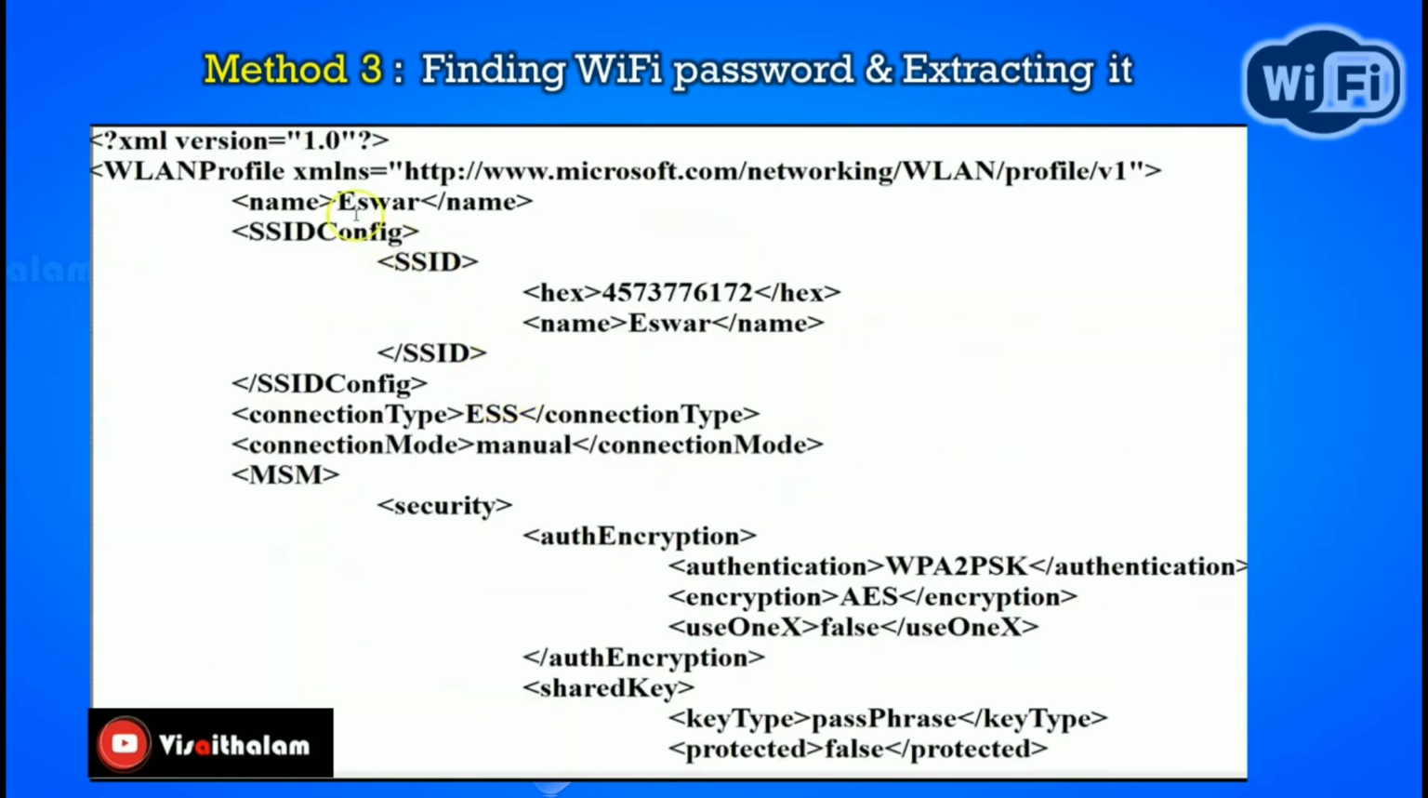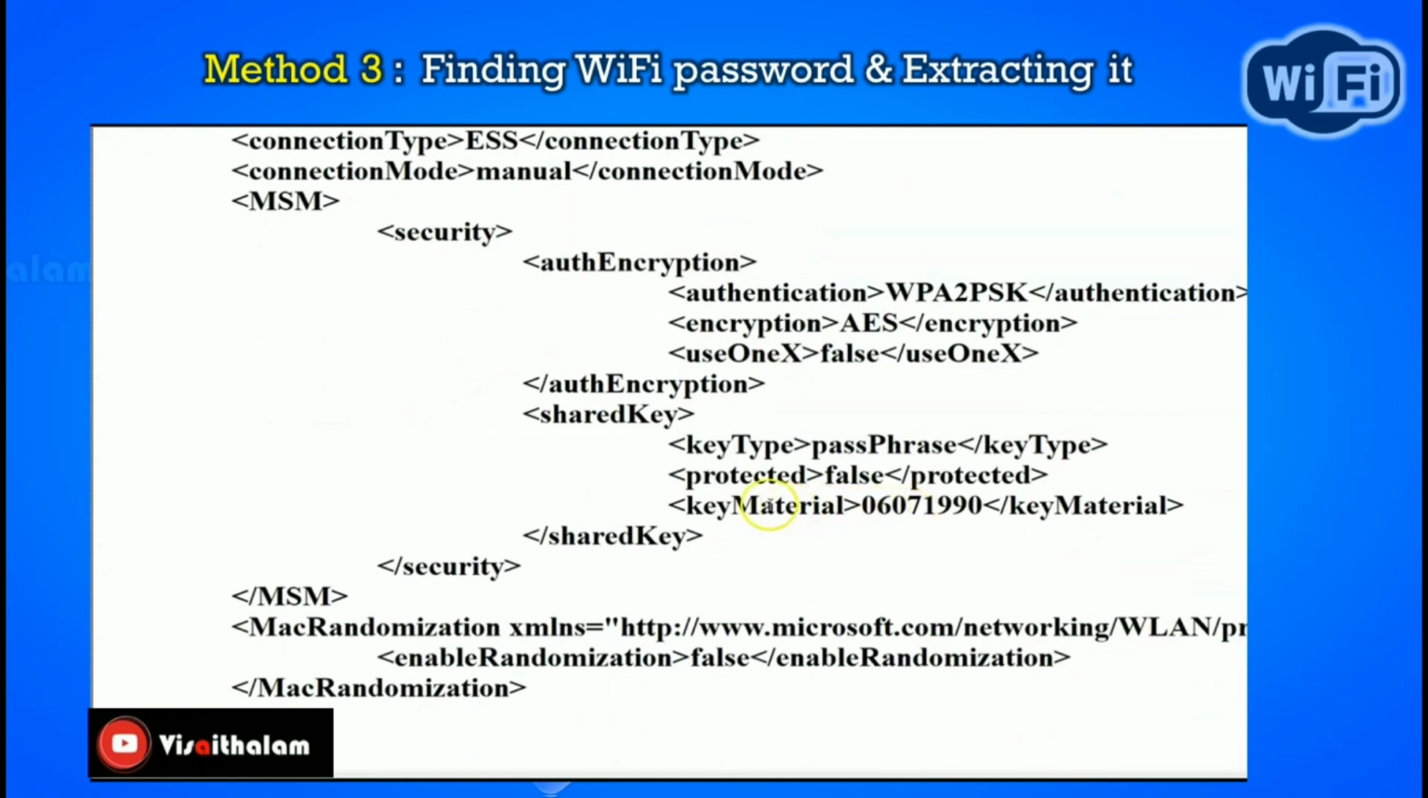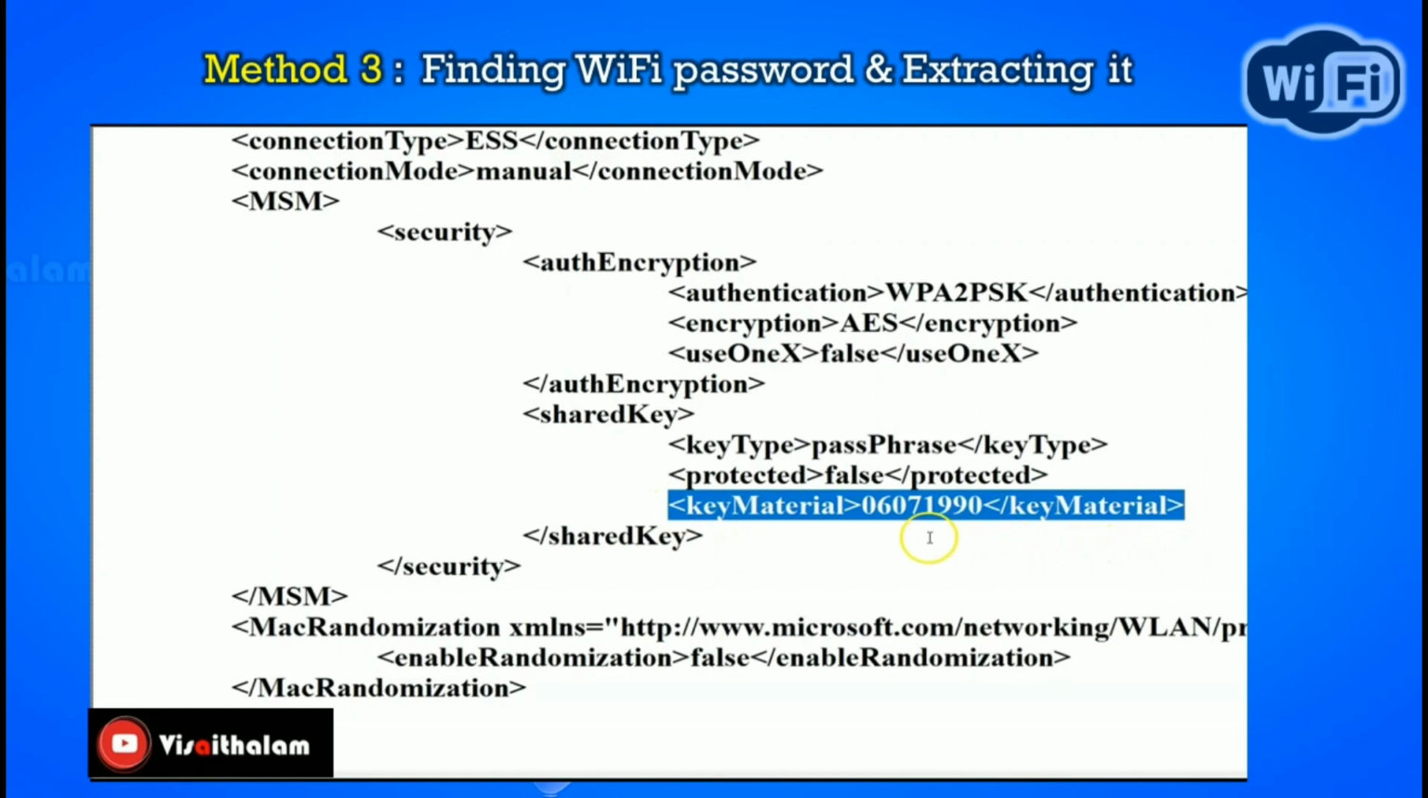Here you can find the username, that is Ishwar. Now we are going to see the password for this username, and when you scroll down you can see the key material here, right? Key material is the password of the Wi-Fi network. Previously we have seen that the password of Ishwar is 06071990. Yes, in this way we can extract the user information and it will be stored in a particular drive and we can access it later.